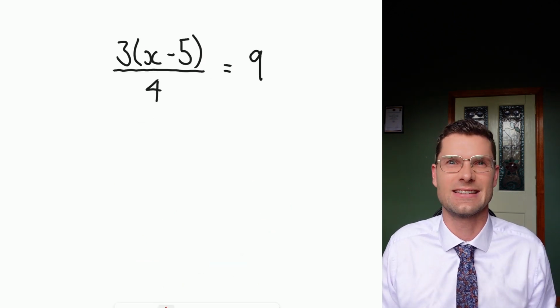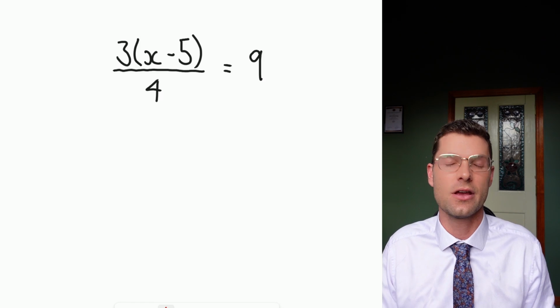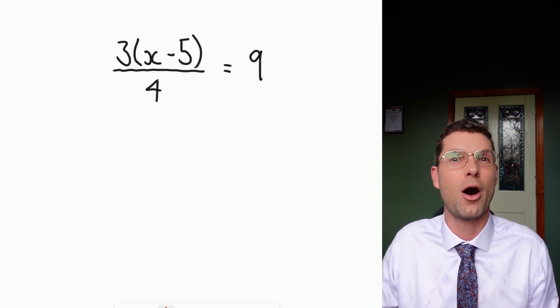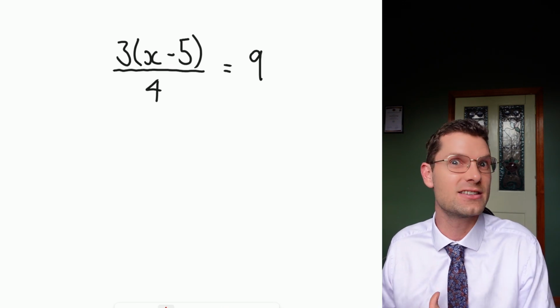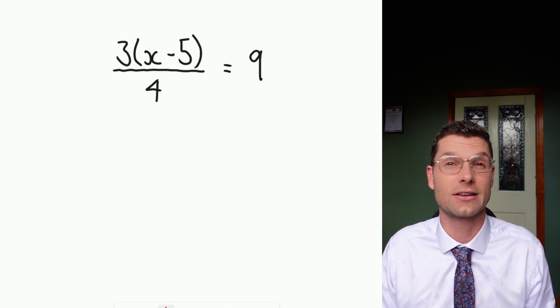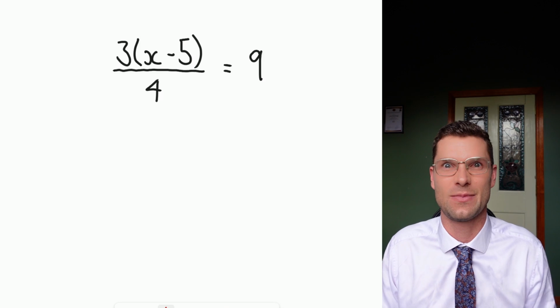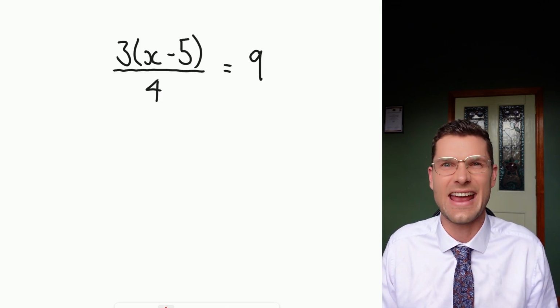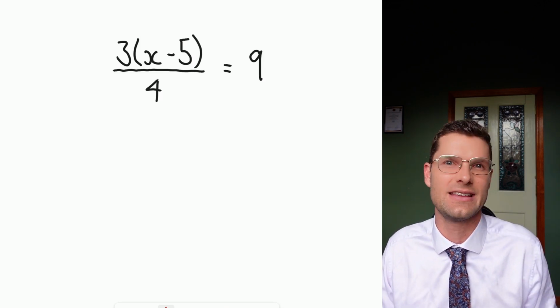So just in this last example, we've got a fraction with brackets on it. So you can always expand first if you'd like, but because I know if I multiply two whole numbers together, my answer is going to be a whole number, I usually like to multiply first and then expand second. So for this one, I've got 3, x minus 5 all divided by 4 is equal to 9.